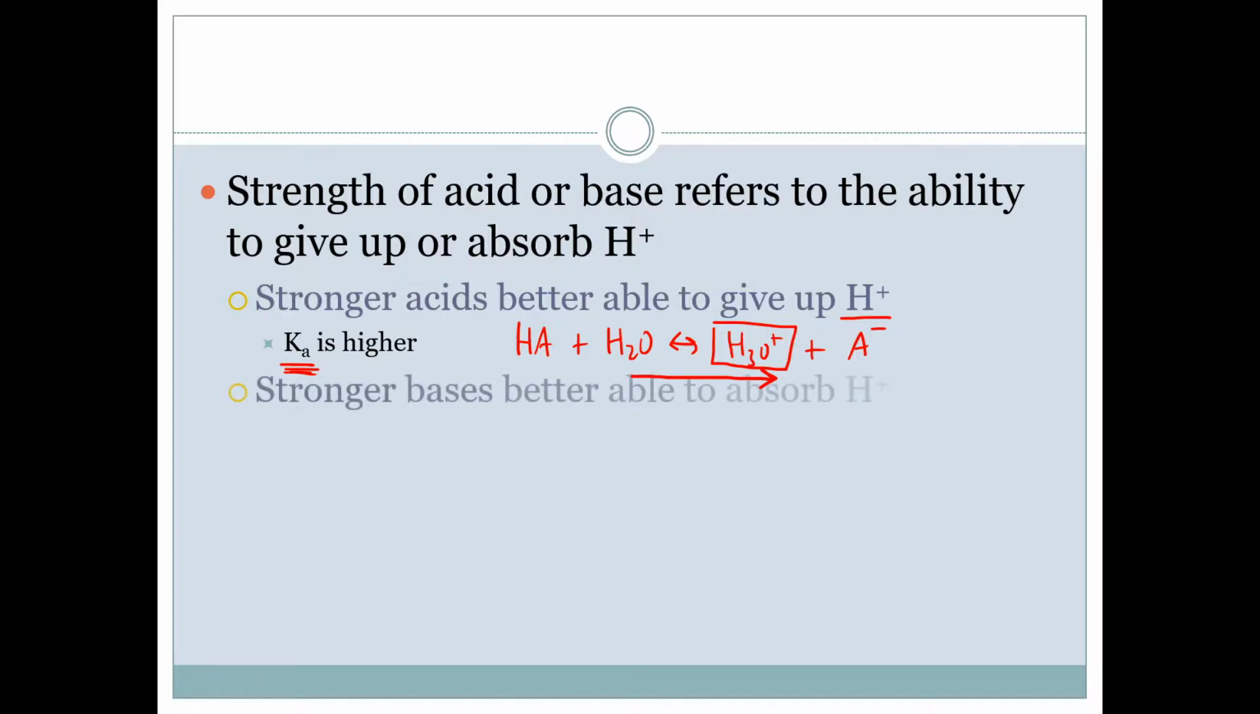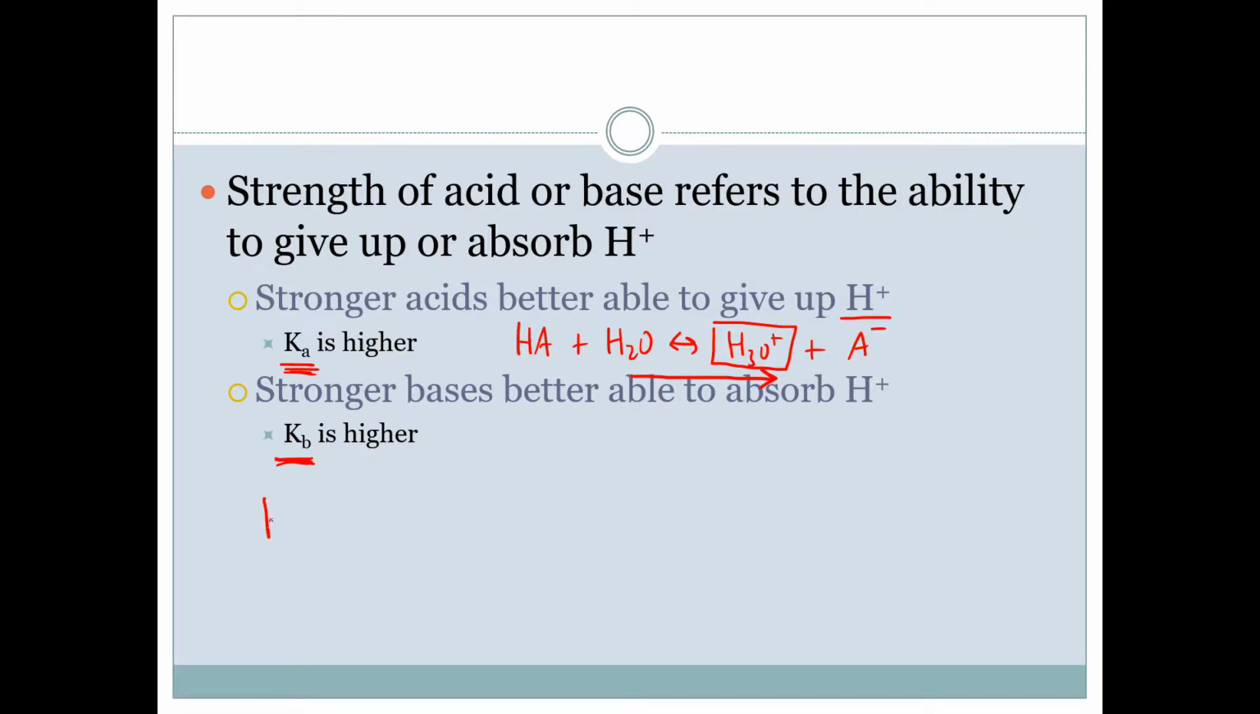Okay. Stronger bases are kind of the opposite in that they are better able to absorb H+ ions. So by comparison, their Kb will be higher. So higher Kb means stronger weak base. Seems very oxymoronic, but that's what it is. So high Ka, stronger acids; high Kb, stronger bases.